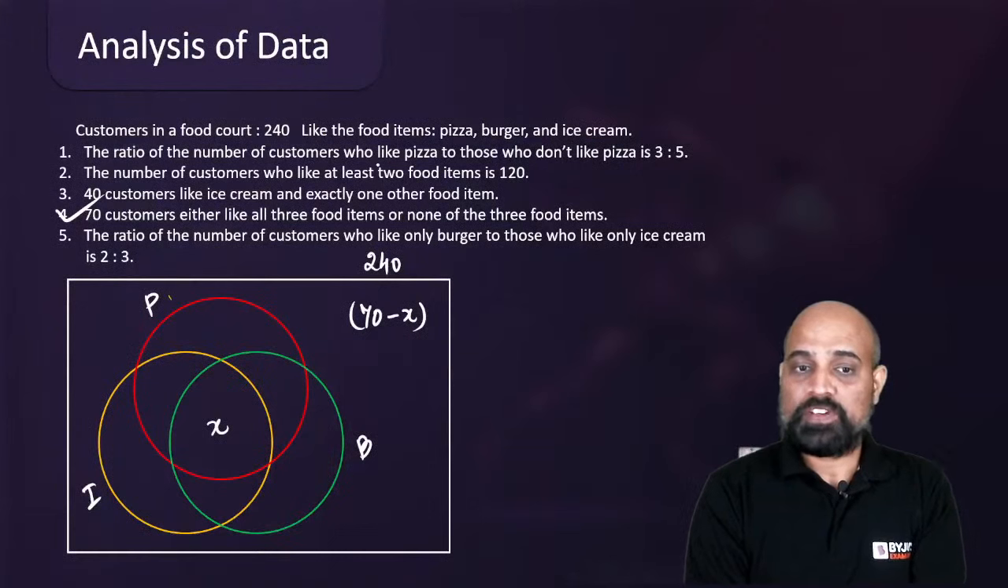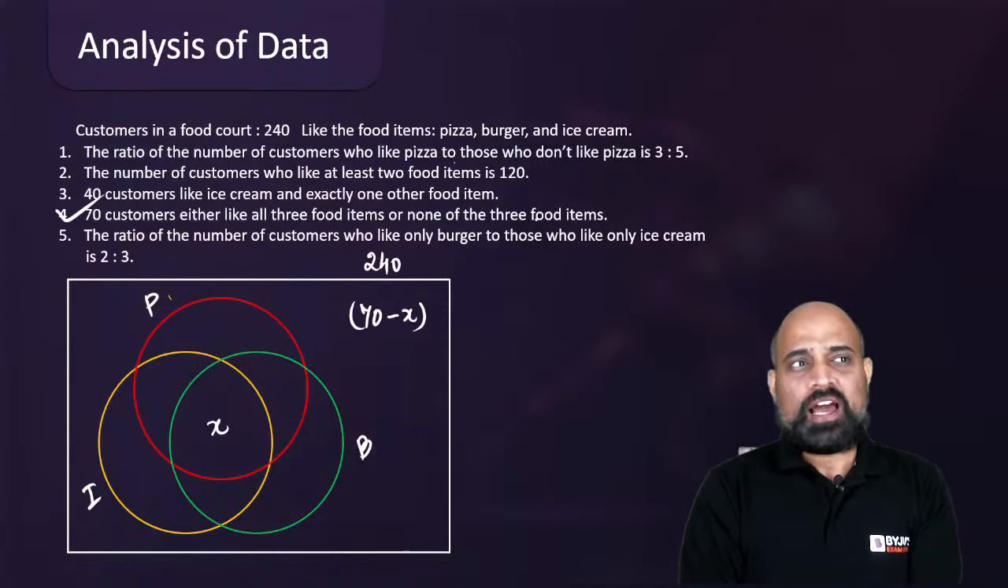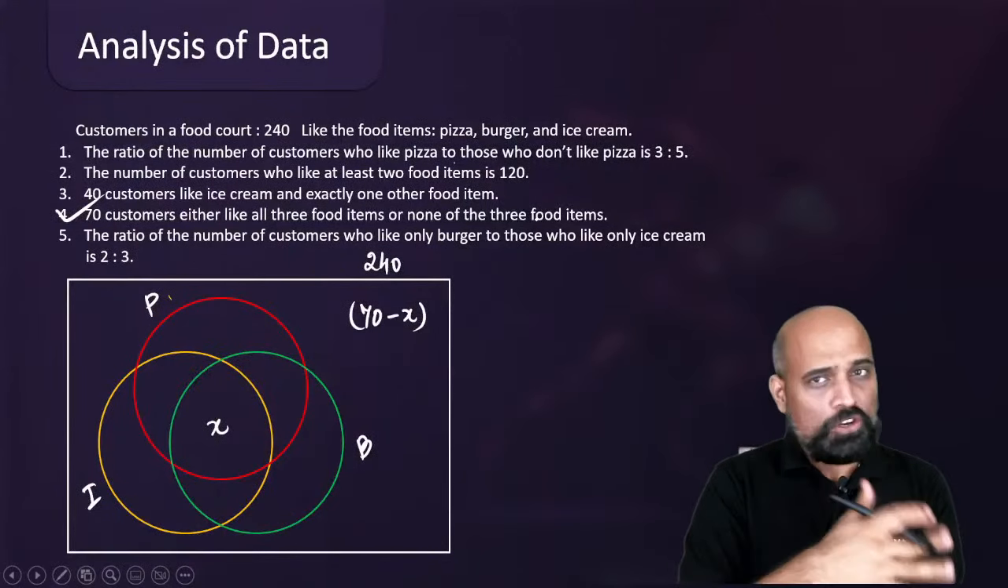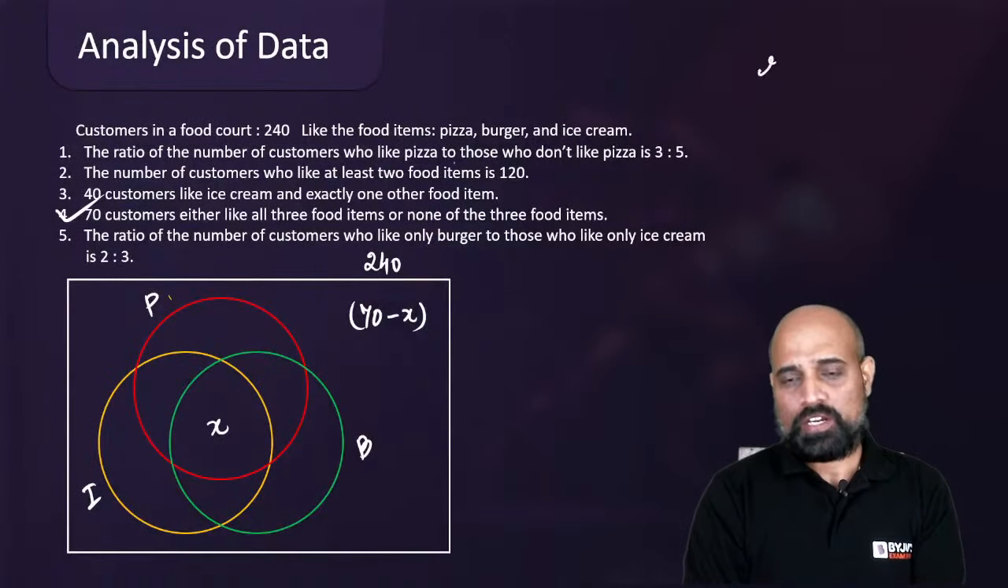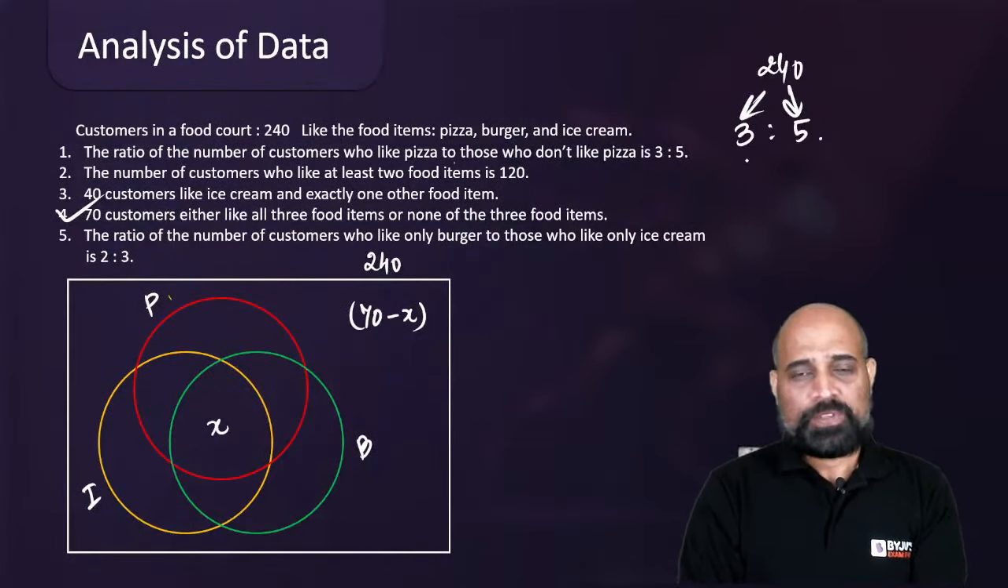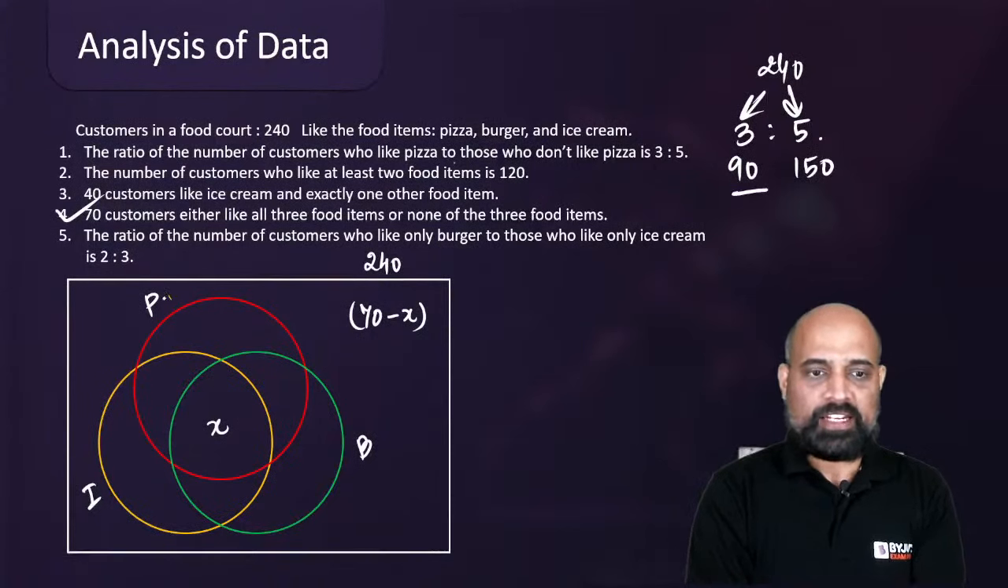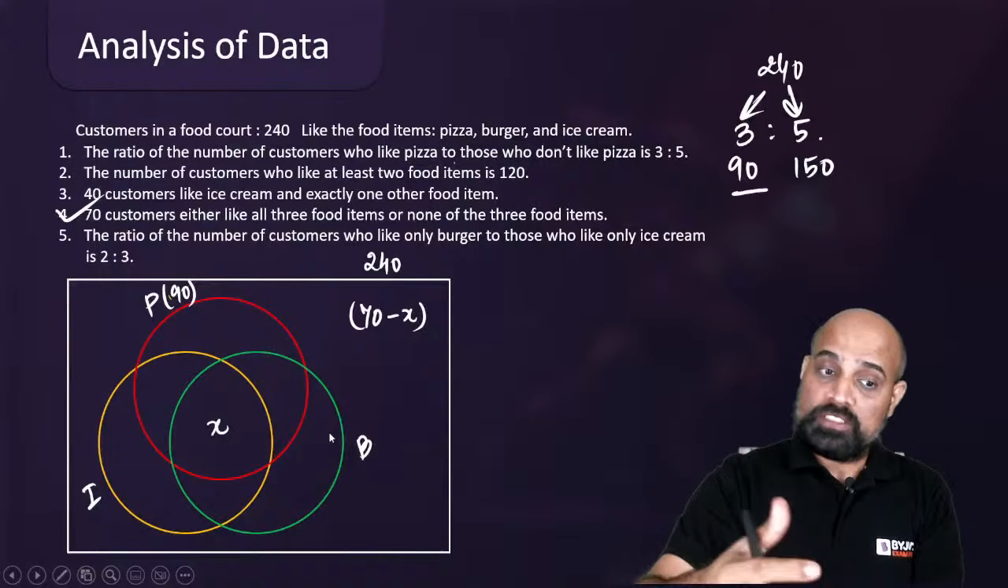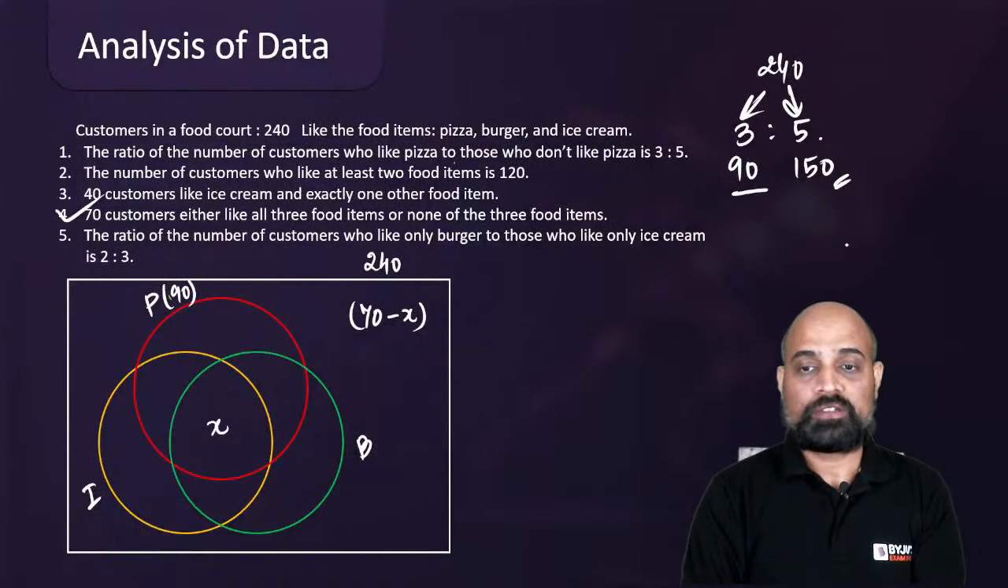The ratio of the number of customers who like pizza to those who don't like pizza is 3:5. Well, either someone will like pizza or they will not like pizza. So can I say this 240 people, they have to be divided in the ratio 3:5. 8 equal parts में divide करना है. So each part is 30. So this is 3 into 30, 90, and this is 150. So can we say 90 people like pizza and बाकी लोग, everything outside the red circle is 150?